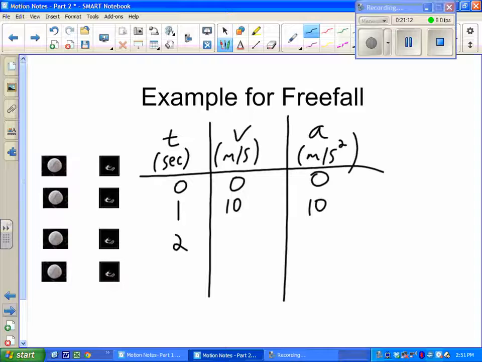In the second second, gravity is still accelerating things at 10. Guess what gravity does? So now, instead of moving at 10, the feather or the freshman or the rock or whatever you're dropping would now be falling at 20 meters per second. Same thing's going to happen in the third second. Gravity still pulls down by 10. So now it's falling 30 meters per second. So you can see it's getting faster and faster because gravity is accelerating it by 10 meters per second every second.